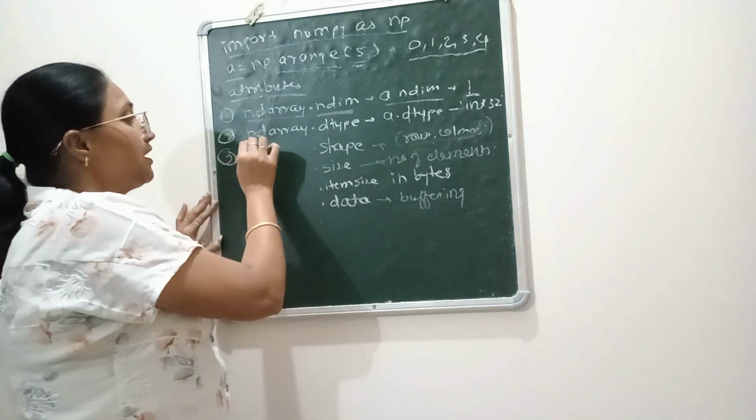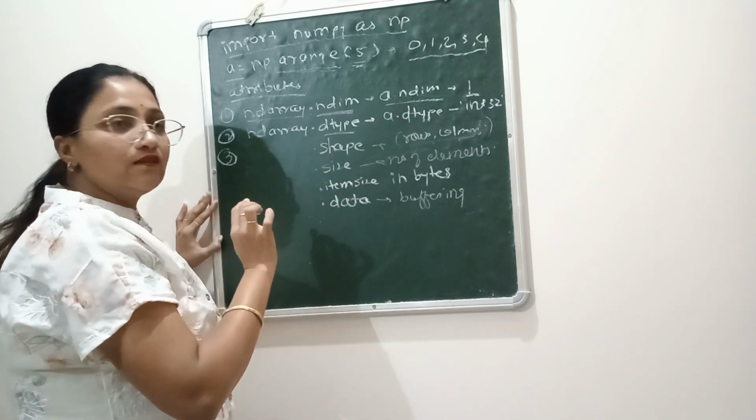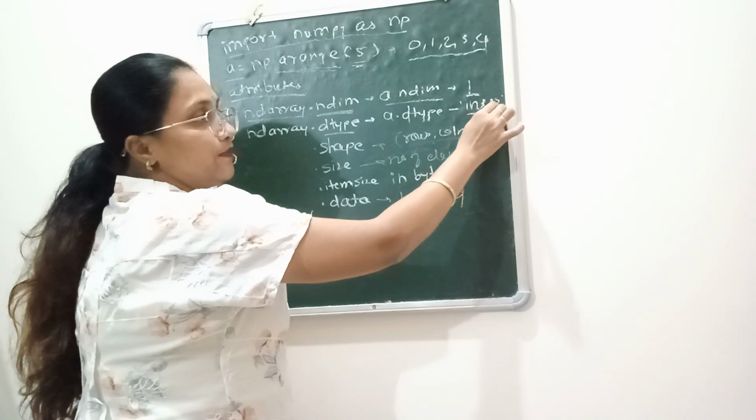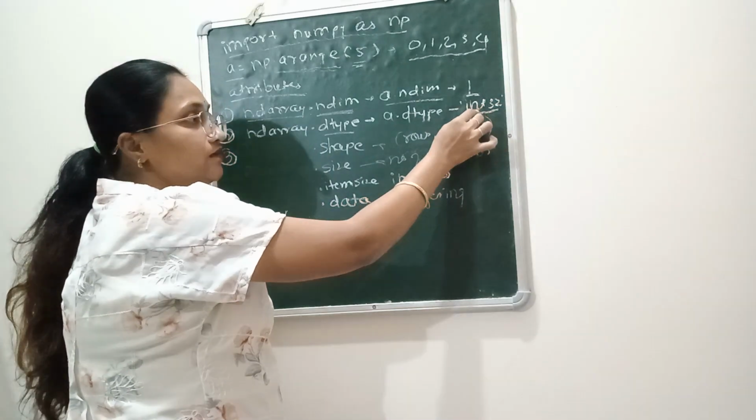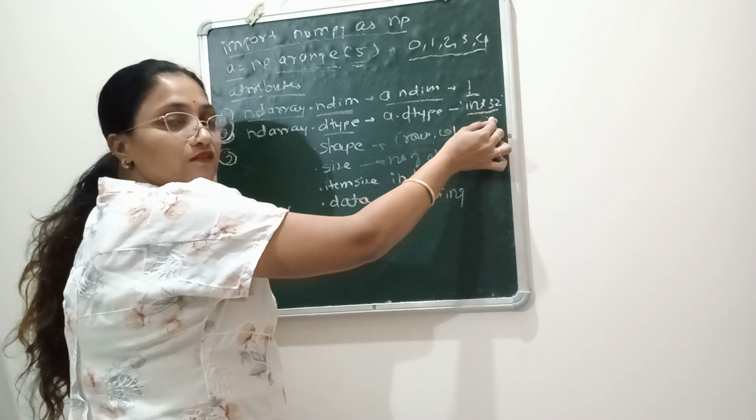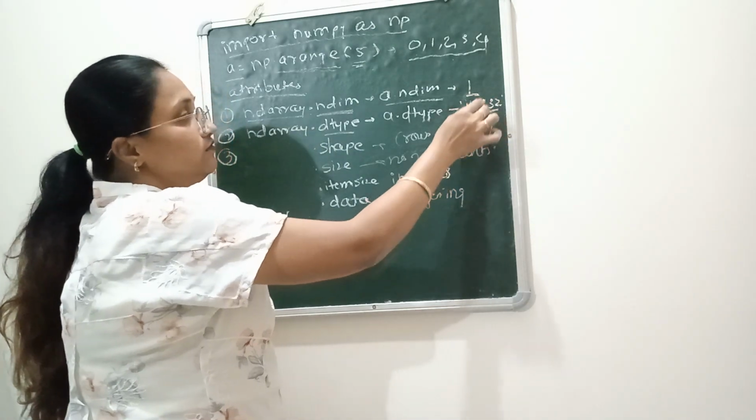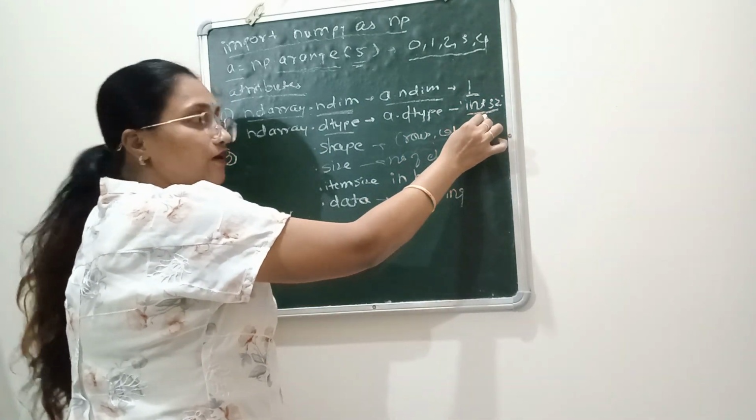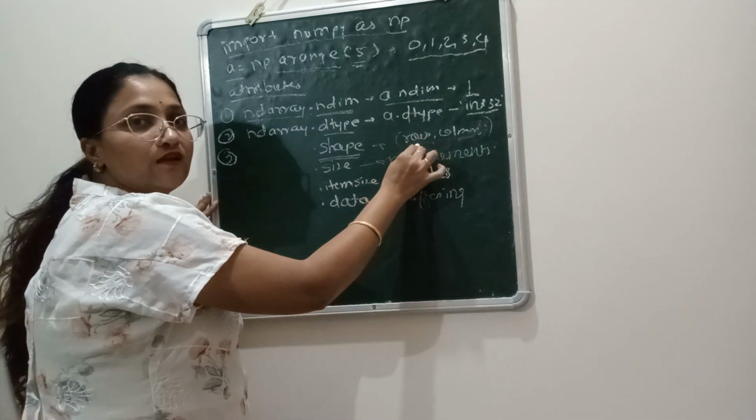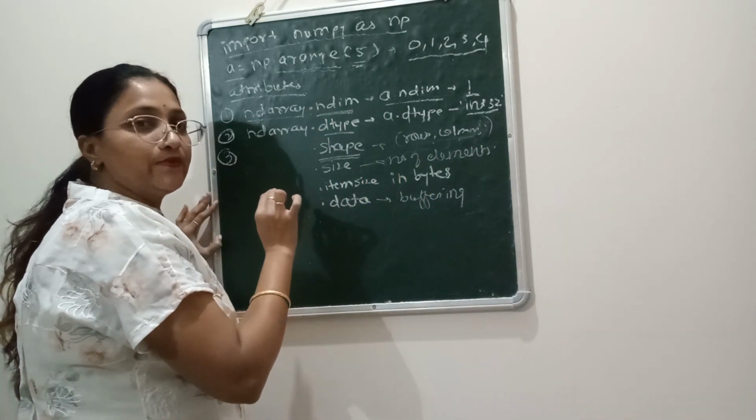Now next, ndarray, that is the array name, .dtype will return the data type. If the array is of type int32, it can be int32 or int64, then it will return int32. Now next is shape. Shape will return the number of rows and number of columns in the array, if it is a multi-dimensional array.